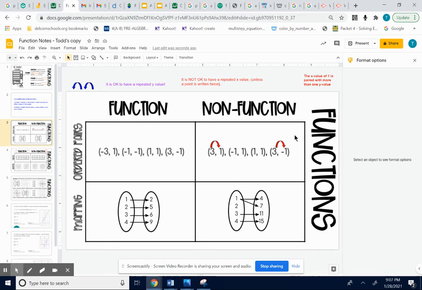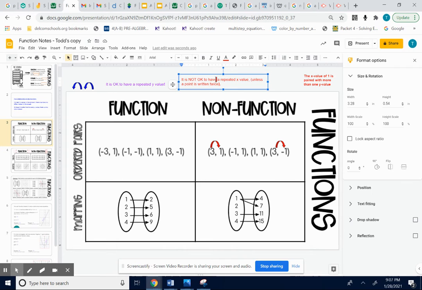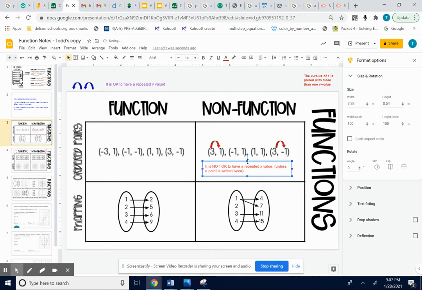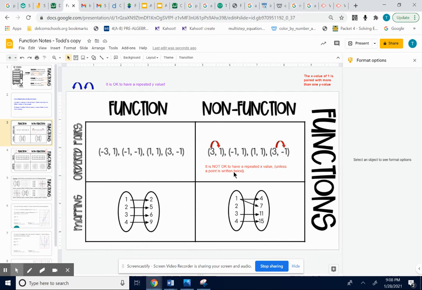I like to use this kind of shortcut trick, but you've got to be careful. What I like to tell students is if you see a repeated x value, like in this problem, it is not a function. It's not okay to have a repeated x value. That tells you right away it's not a function. The only thing that could get you into trouble is if they repeated an exact ordered pair, like they had 3, 1 written down here, and then they had 3, 1 written down again.